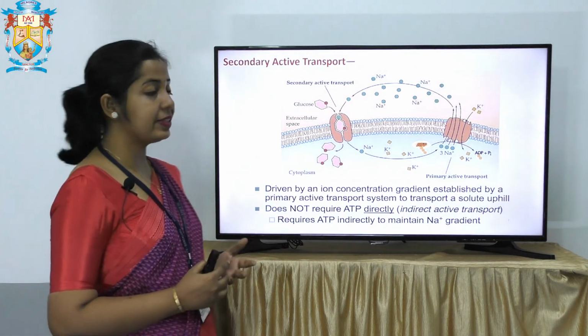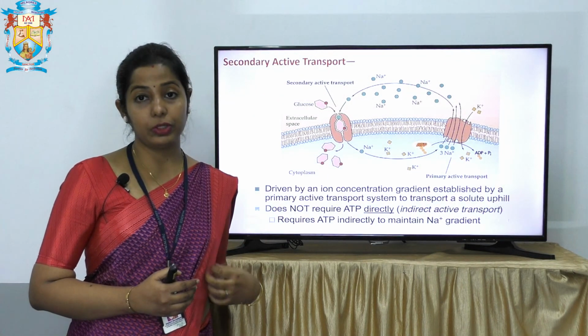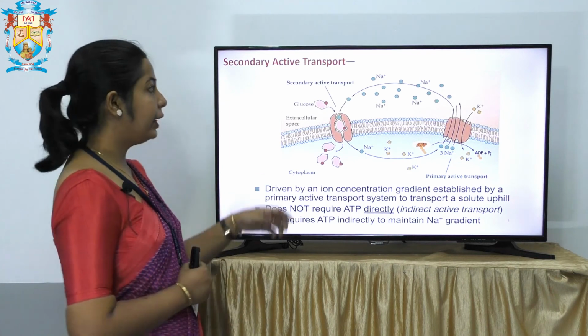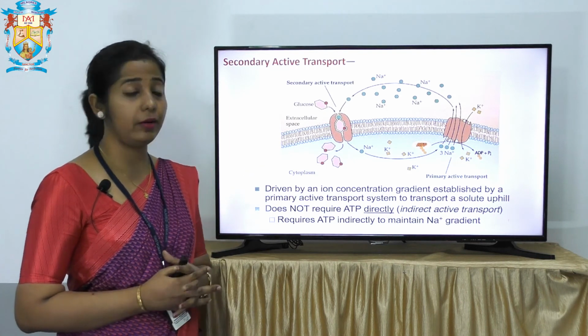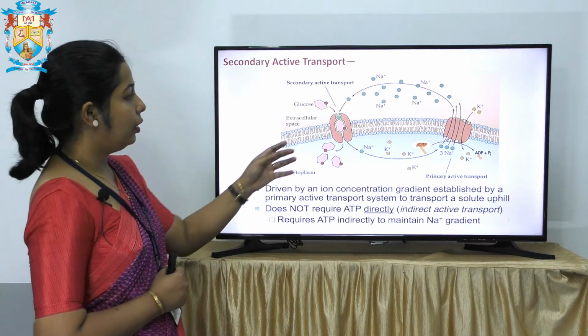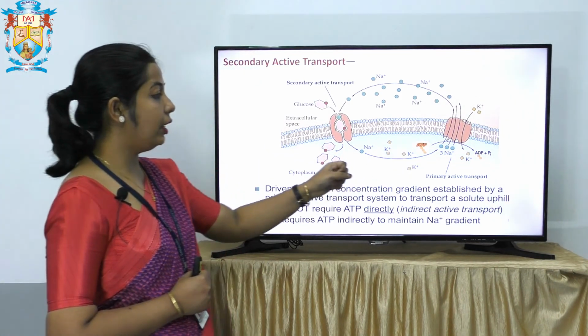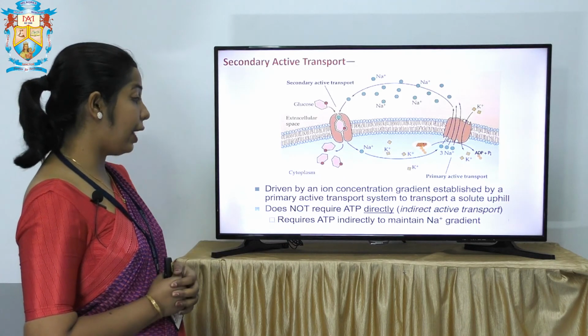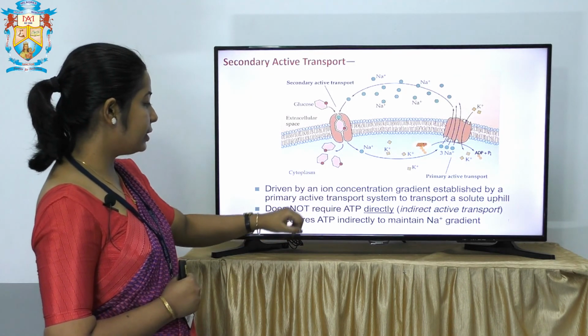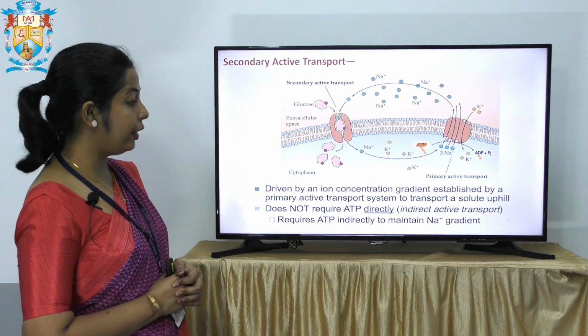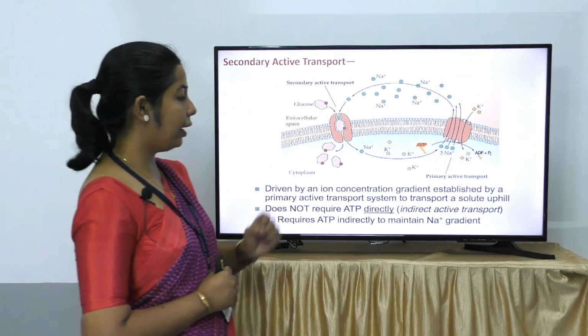We already discussed that active transport requires energy, but in the case of secondary active transport it does not require ATP directly. It uses the energy indirectly. As you can see, in this case it requires ATP indirectly to maintain the sodium gradient.